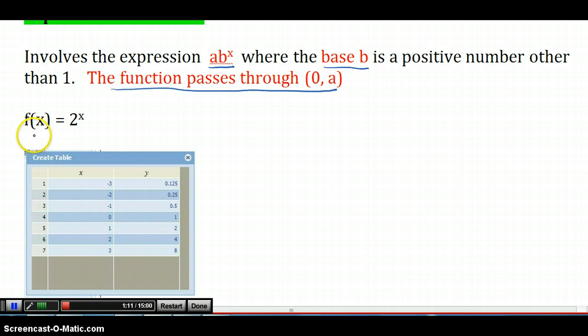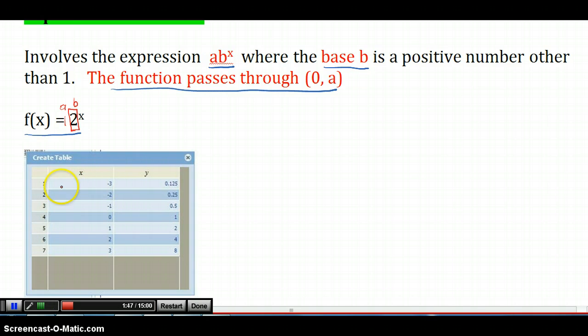Here we have f(x) = 2^x. This is an exponential function. Here our base is whatever number is to the power of x, so our base here is 2. Our a, well, there's no number written here, so our a is just 1, because we can put an imaginary 1 in front of this 2 and it'd be the same thing. So if there's no a written there, we just assume that it's 1. So here our b is 2 and our a is 1, and then we have to the power of x.